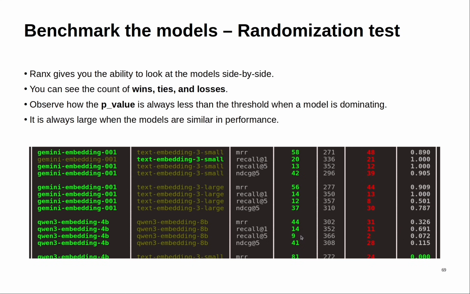But let's look at this one. So here you have 9 and here you have 2. In this case, recall at 5, the 4 billion model performed better, and the p-value is not lower than the threshold. But yeah, if you look at all of them, you see that both models are similar in performance.